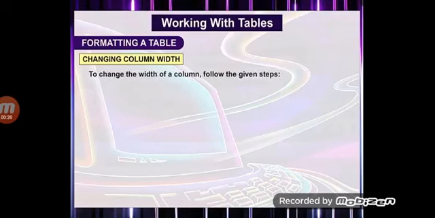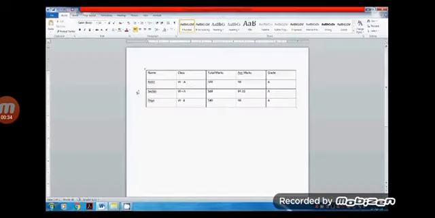Now the next topic is changing column width. To change the width of the column, follow the given steps. Position the mouse pointer to the right border of the column whose width is to be changed. The mouse pointer changes to a double-headed arrow like this.